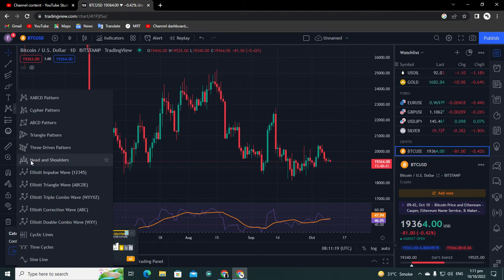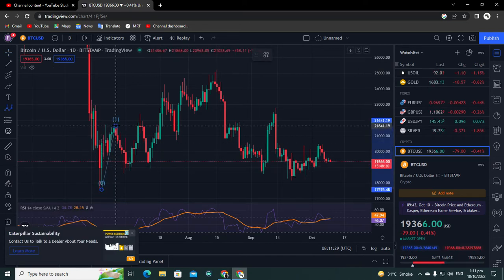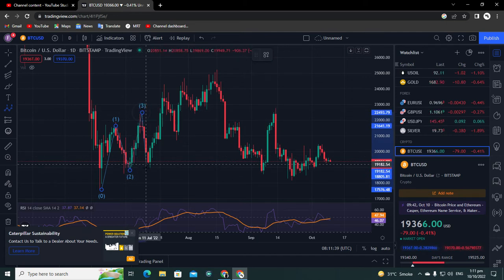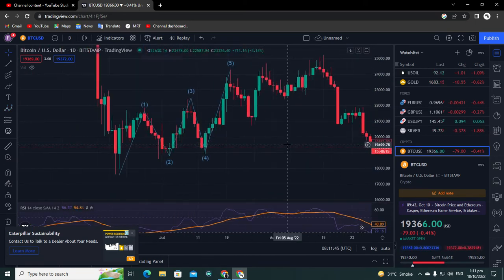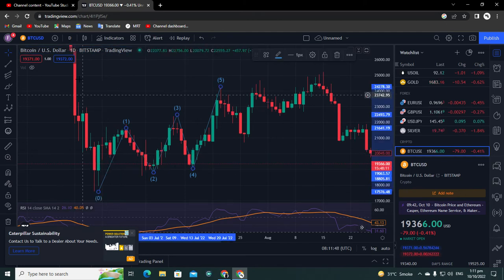Okay, let's start with the Elliott impulse wave 1 2 3 4 5. Let's start from here. 1, 2. It means the wave started from this point and then came here. Then we saw a correction wave here. Then we again went up, again a correction wave, and then again up. It actually shows an upward trend, a bullish trend. You can see it shows us that the market is going up.